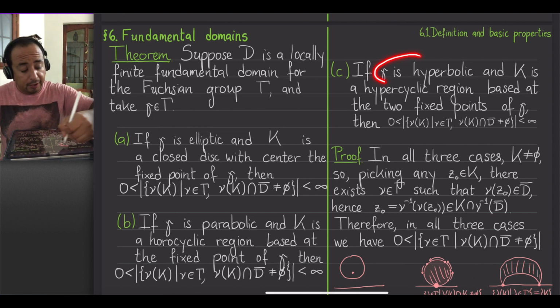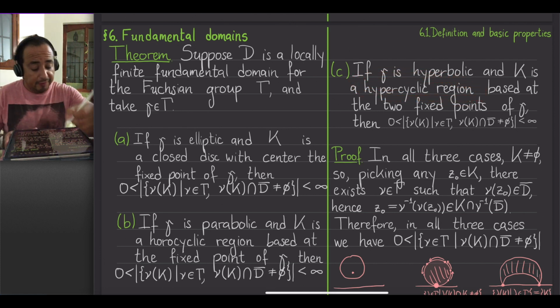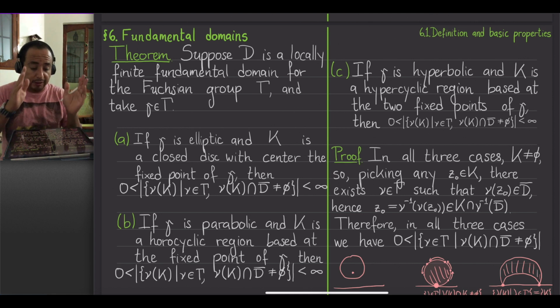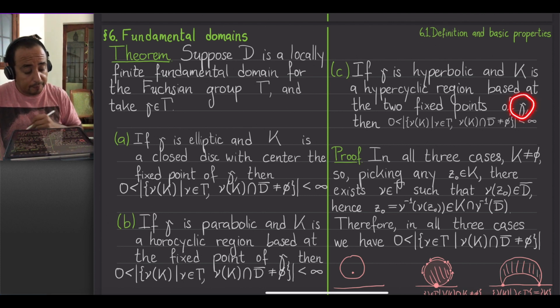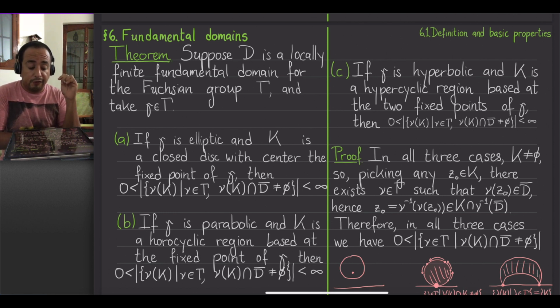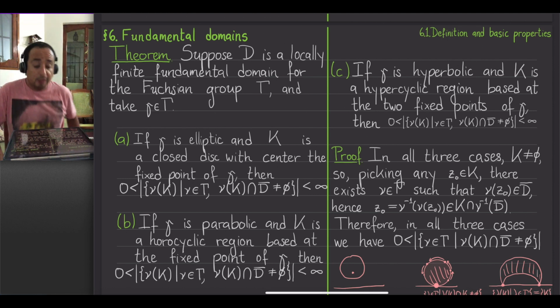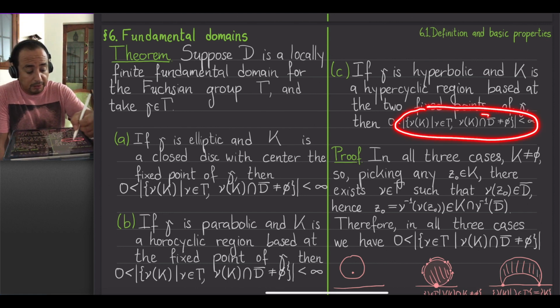And in the hyperbolic case, I take a hypercyclic region based at the two fixed points. So recall that it's determined by two segments of Euclidean circles passing through the fixed points. And in that case, with the same warning that even if we take the closed hypercyclic region, that closure doesn't contain any of the fixed points because the fixed points are not in the hyperbolic plane, so it cannot be compact. But nevertheless, the number of images under gamma that actually meet D bar is finite.